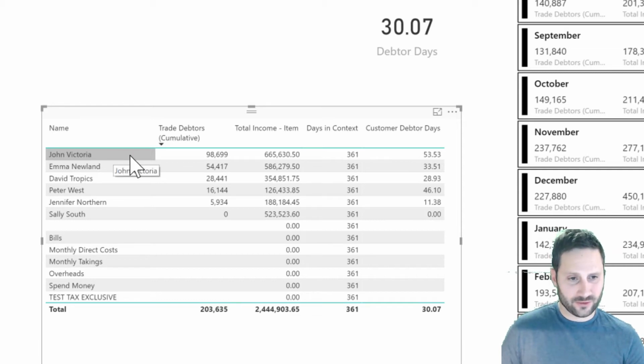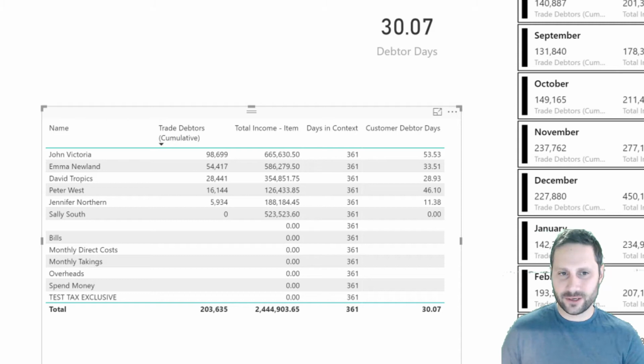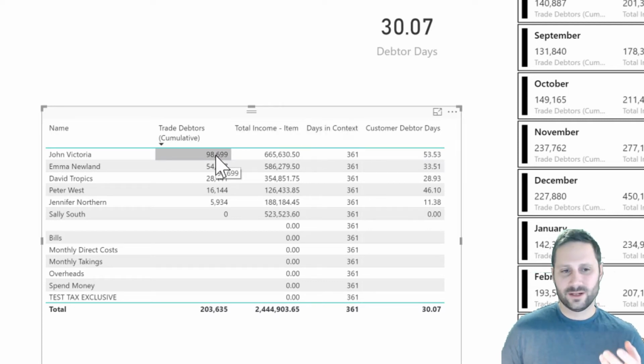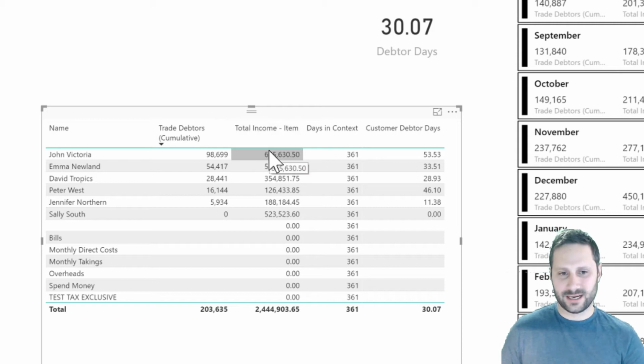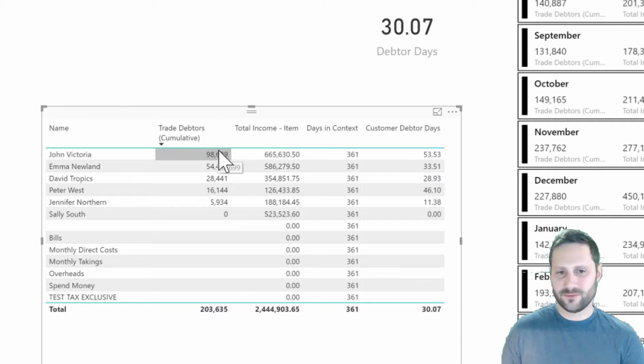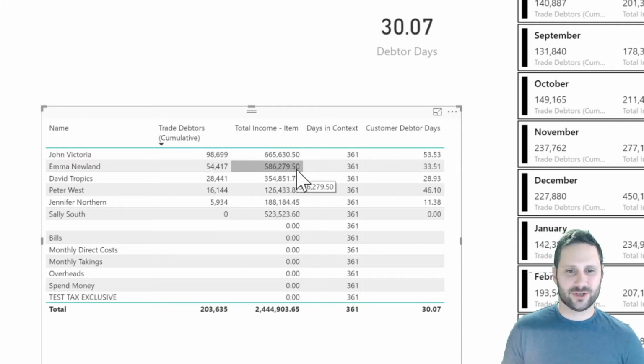So for example, John Victoria. Currently in this period, we're looking at financial year 18, John Victoria owes us $98,000, but the total income from John for the whole 18 financial year is $665,000, because he's paid a heap of his bills. So customer debtor days with this traditional formula of the debtors amount divided by income times your days of 361 doesn't work. That's not a reflection of what John is, because a heap of the bills John's paid are already paid. It's skewed, it just doesn't work with the traditional approach.